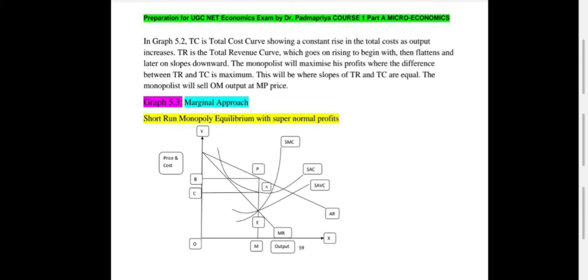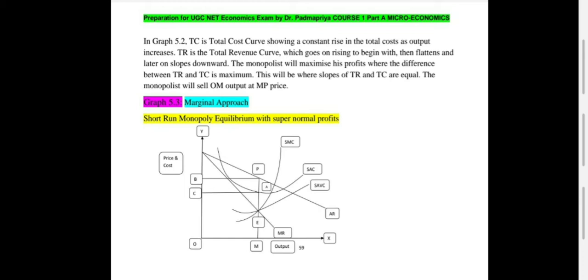Here in this graph 5.3, we see that the AR and MR curves are there. We find that the short-run average cost is less than the average revenue curve or line, and therefore the monopolist is able to make a certain amount of profit. So he has BC, PA, that entire rectangle BCPA is the supernormal profit that the monopolist is able to make.